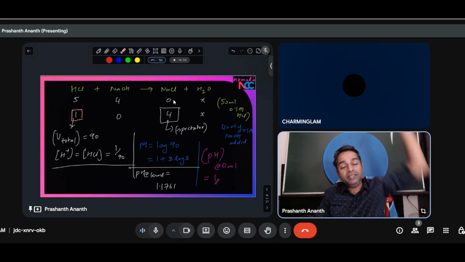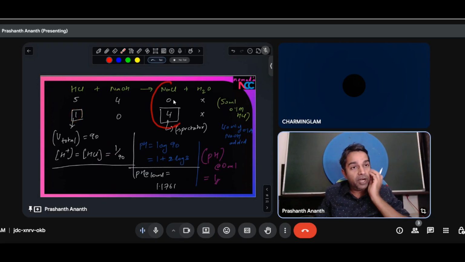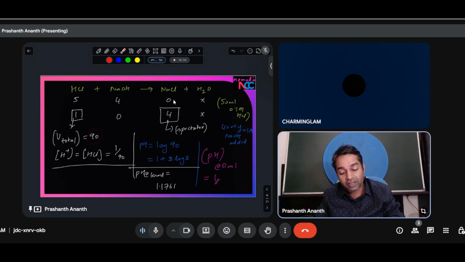In this scenario, NaCl is going to be produced, 4 millimoles over here. The total volume in this case is 90 ml. Why? Because we have added 40 ml of NaOH, so 50 plus 40 works out as 90 ml. The concentrations of HCl and H plus are both the same, 1 millimole left over in 90 ml, so 1 by 90.